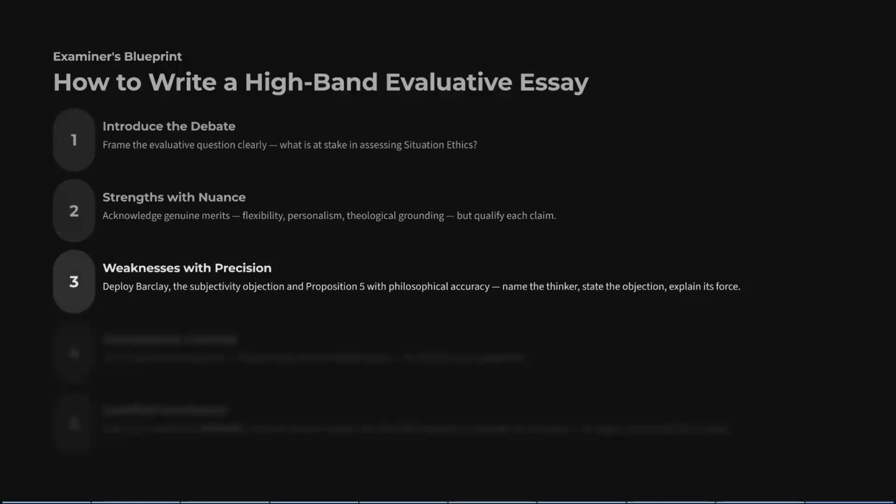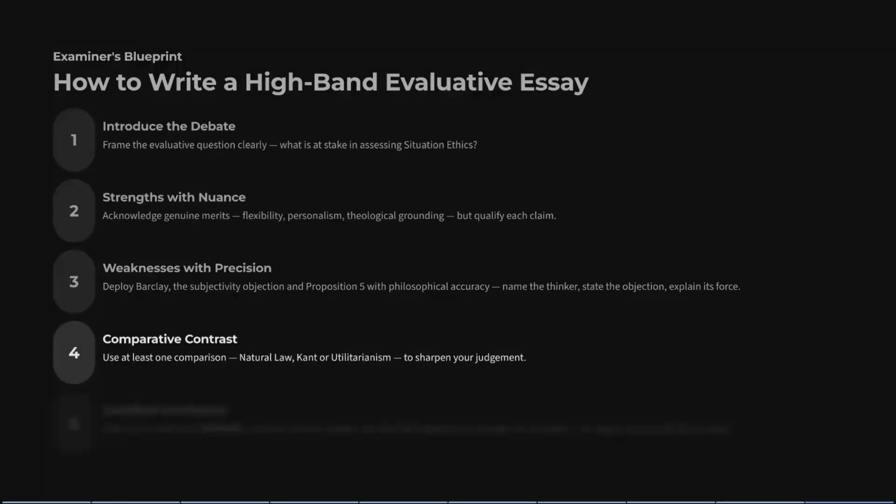Step 3. Weaknesses with precision. Deploy William Barclay, the subjectivity objection, and Proposition 5 with philosophical accuracy. Name the thinker. State the objection very precisely. Explain its force. Do not just say that the theory is too subjective. Explain why subjectivity is specifically fatal in this framework in a way it might not be in others.